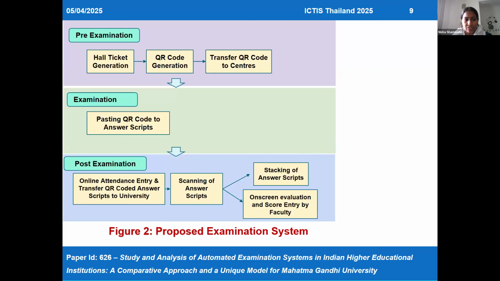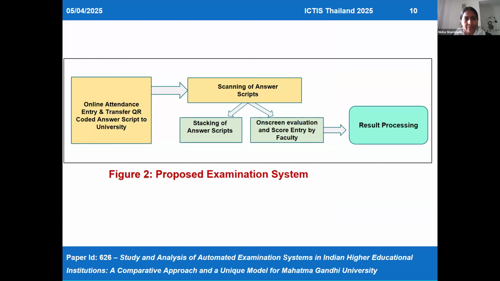And in the post-examination, once the examination has been completed, attendance entry is done and the QR code answer scripts are transferred back to the university. Then we scan the answer scripts at the university side and stack them for further evaluation. Once the answer scripts have been scanned and are available online, each faculty member can log in on the portal, and on-screen evaluation can be done and the score entry will be performed. So result processing will be faster and error-free.